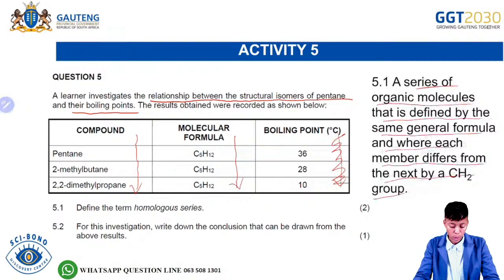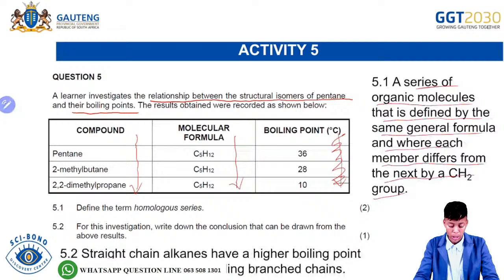Then 5.2 says for this investigation, write down the conclusion that can be drawn from the above results. So what is the conclusion here? It says straight chain alkanes have a higher boiling point compared to the corresponding branched chains.